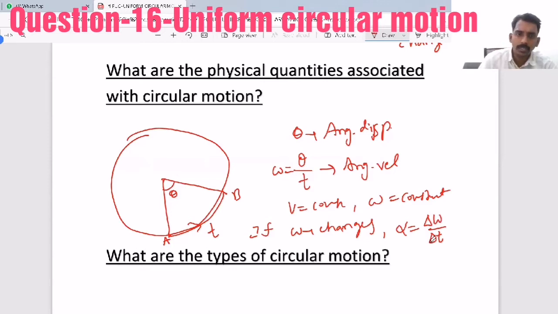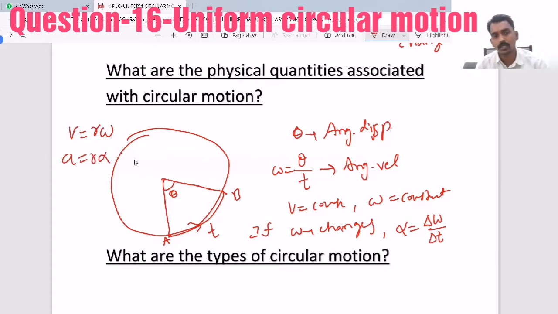The relation between the linear and angular quantities is: the linear speed v equals r into omega, and the linear acceleration is r into alpha. So this is the relation between linear and angular variables.